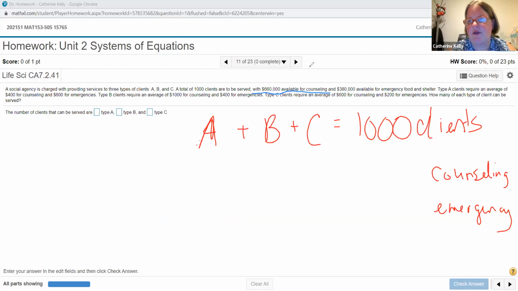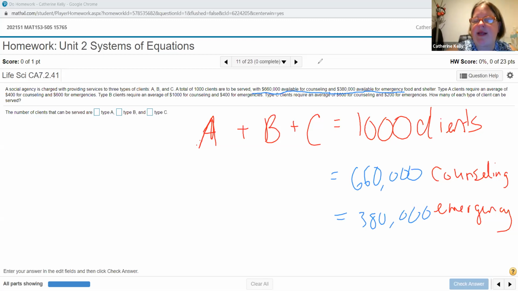Those right there are my totals for counseling and totals for emergency, because that's how much I have all together. So those would be my totals. So I have 660,000 and 380,000 for emergencies.